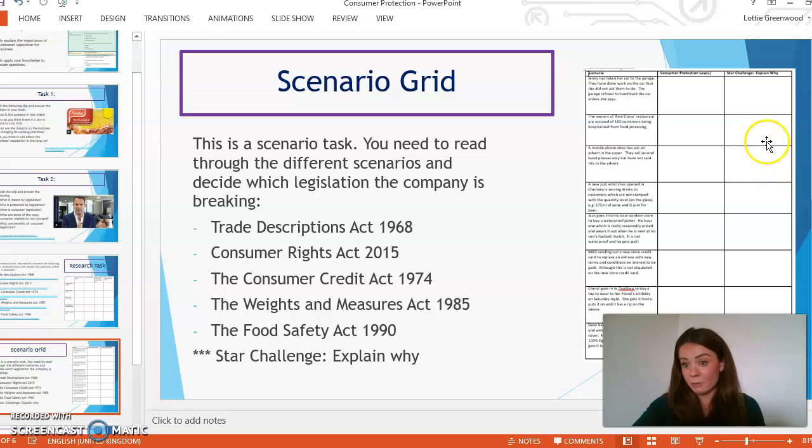How would that then impact the company? It might impact the company because the customers may not want to go back to the restaurant again. It might lead to a bad reputation, etc. Okay, so that's what I'd like you to do in that column there. Try and challenge yourself, Year 10, because I know you can do it. So try and challenge yourself with that column.